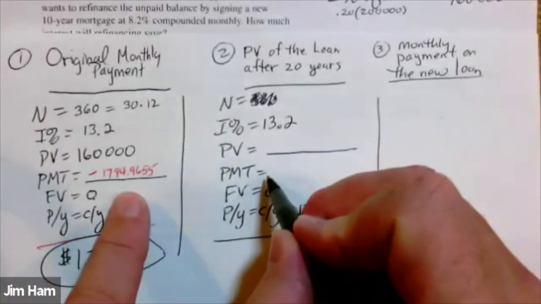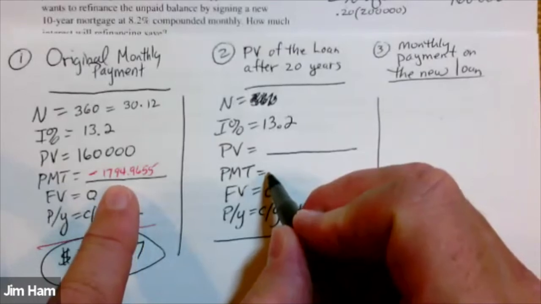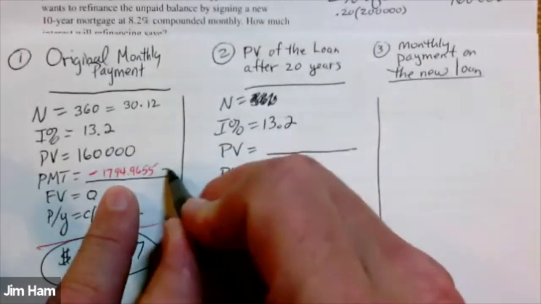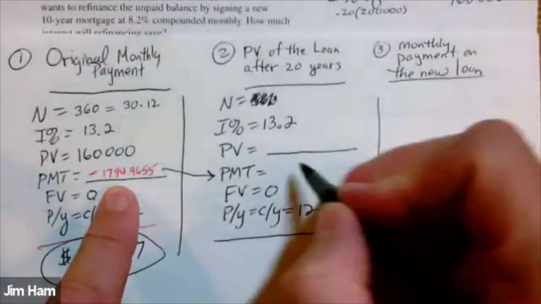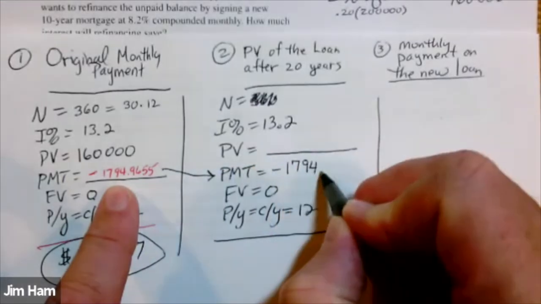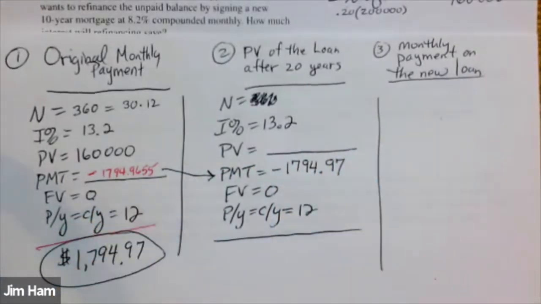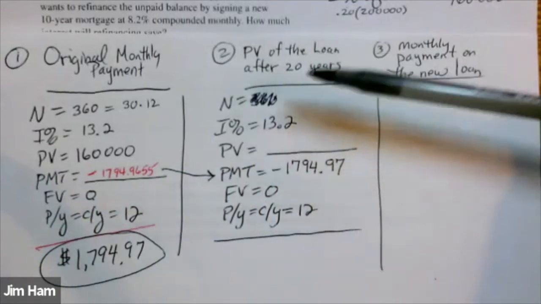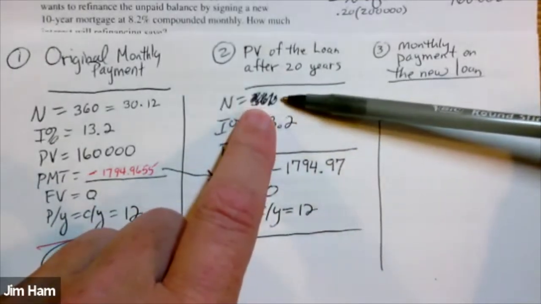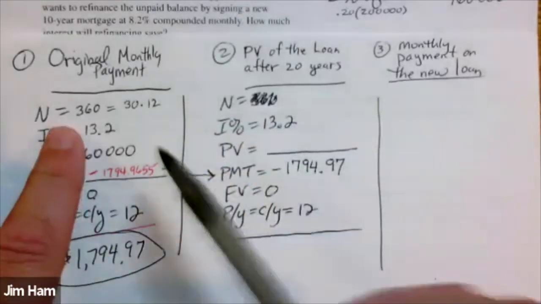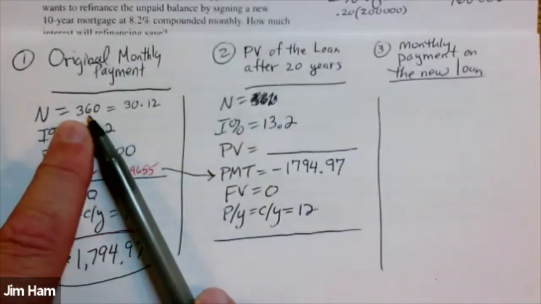The payment that we have here is the payment of the original loan. So I'm just going to bring the payment that we calculated in part one over. I will round it. You don't have to. So it looks like that. Now, the tricky part about this one is calculating n. At the beginning of our process, n was 360. So the way that you interpret that is the number of payments that remain on the loan.